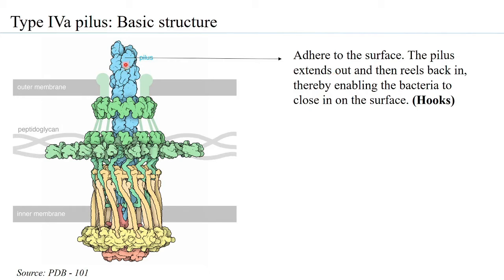But what has extended can reel back, or retract. So let's say, for example, this pilus extends out, and on extending out, the tip of the pilus binds to the surface of another bacterium. So we have this bacterium which has the pilus structure, and the pilus tip is associating with the surface of another bacterium. The attachment of this bacterium to the other is thanks to the pilus.